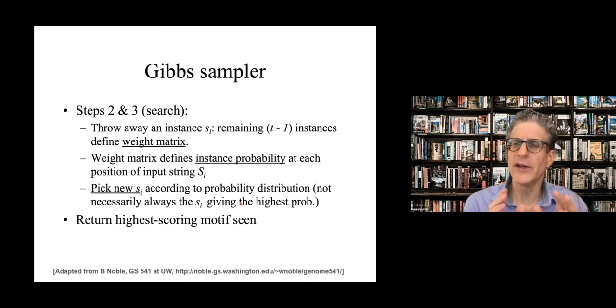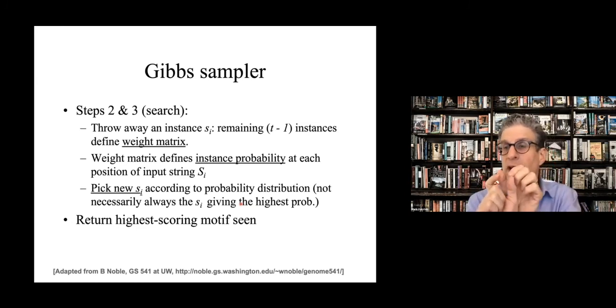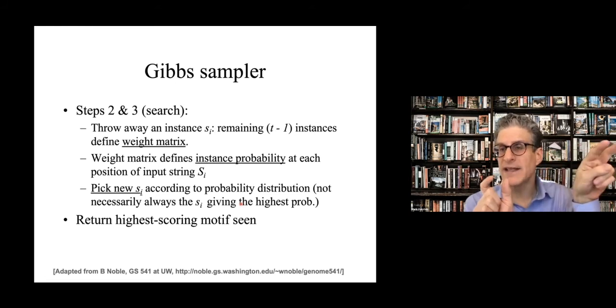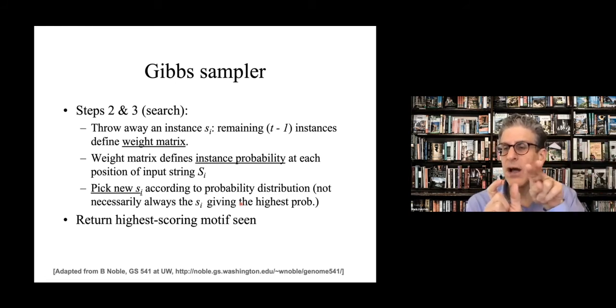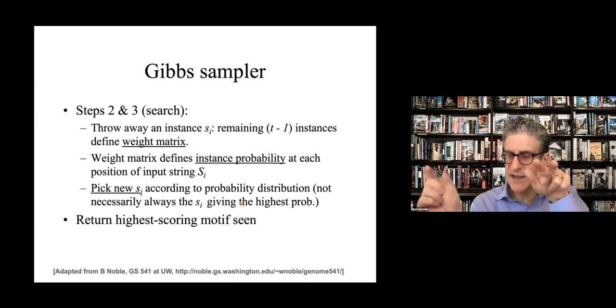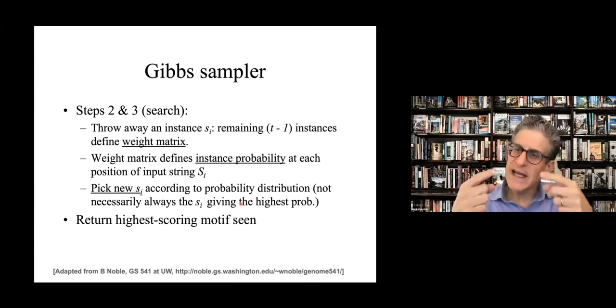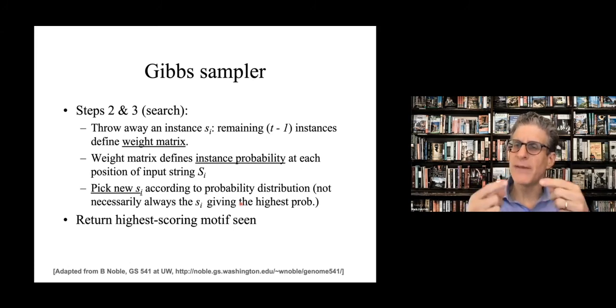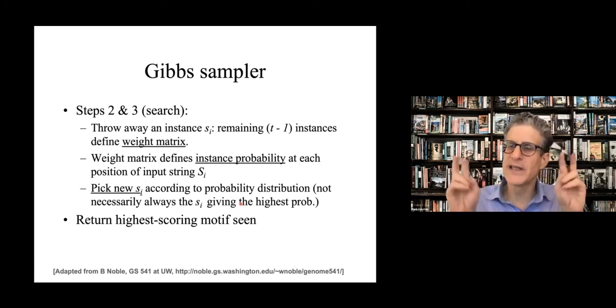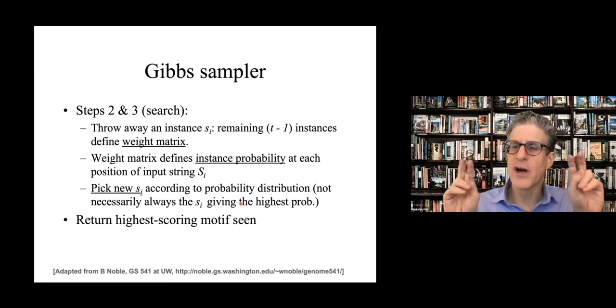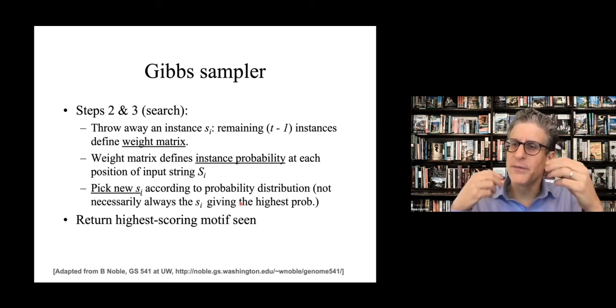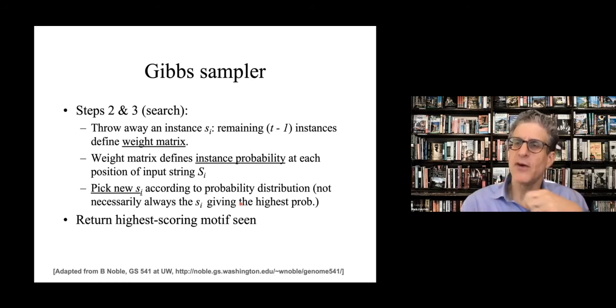We're not going to necessarily pick the best match. We're going to look at the probability of that sequence aligning against the profile, say positioned at any given spot, and we're going to pick in accord to that probability. And the way to think about it, the reason it's called Gibbs sampling, is we imagine we're picking according to something like the Boltzmann factor. We're picking according to a probability distribution.